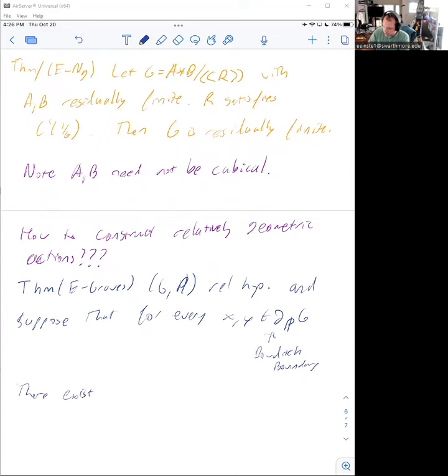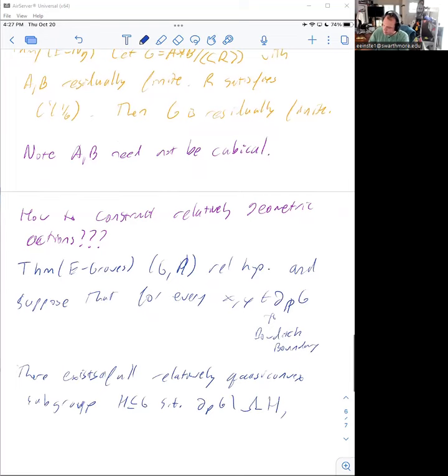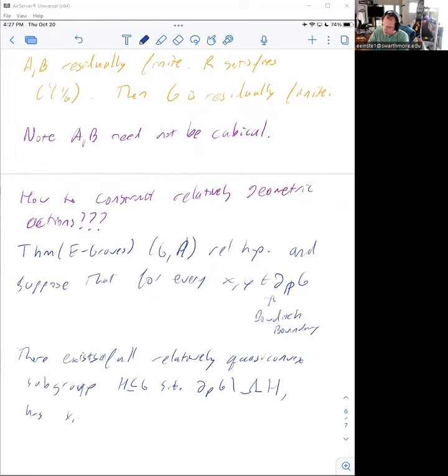There exist full relatively quasi-convex subgroups, there exists a full relatively quasi-convex subgroup H in G, so that if I take the limit set of H, the boundary minus the limit set of H has x and y in H-distinct components.